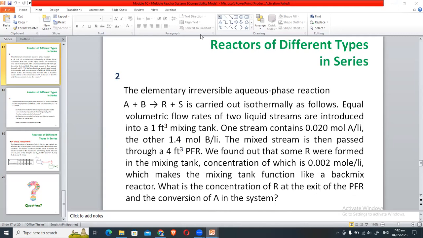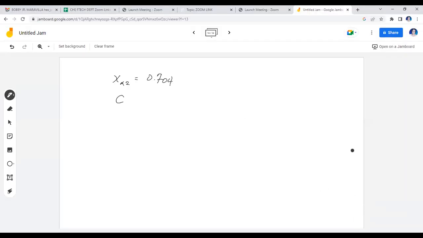In that case, you need to solve for the final concentration of A as it leaves your PFR. So let me go back to the Jamboard. You need to determine CA2, the concentration of A as it leaves your PFR, and that would be your CA1, its concentration as it enters the PFR, times 1 minus XA2. That would give you CA2, the remaining concentration of A. Were we able to determine the CA1? Okay, your CA1 is 0.008. So this is the concentration of A as it entered the PFR, and we have to multiply it by 1 minus 0.704.